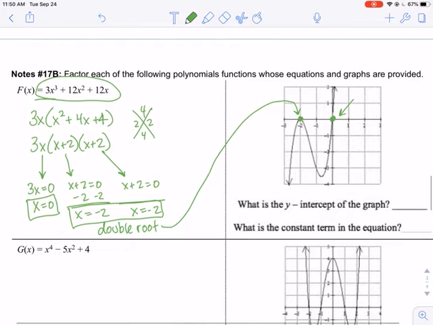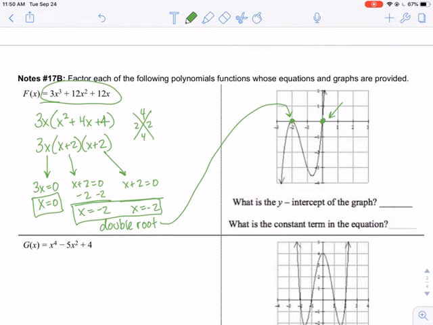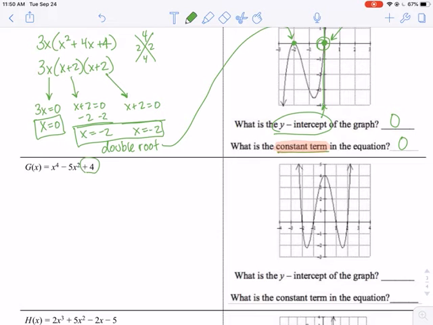So those are my 2 solutions. One's a double root. And then the question of the day is, what is the y-intercept of the graph? The y-intercept is where it crosses the y-axis. It's going to cross right here. That's my y-intercept, so I'm at 0. And then the constant term, constant just means the number without a variable on it. So if I'm looking at this, I have a variable, a variable, a variable, and there's no number without a variable, so the number that I would have there is 0, because this would be like plus 0. That would be the constant term. So for example, in the next one, when we see plus 4, that's the constant term of this one.